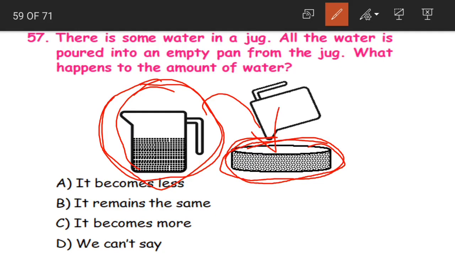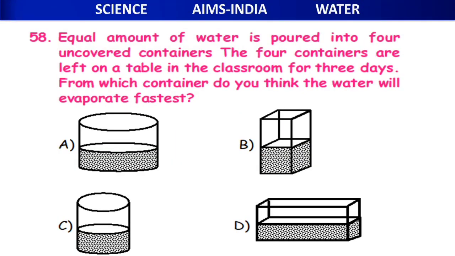Then what happens to the amount of water, in the sense the quantity of water? Will it decrease, or will it become more, or will it remain the same? Answer is it remains the same. Only thing is, because the container was in this shape, we were able to see the water until this level. When it is poured into the pan, it has spread across. But the amount of water is the same, though it is not visible as it is in the jug. Okay children, clear?